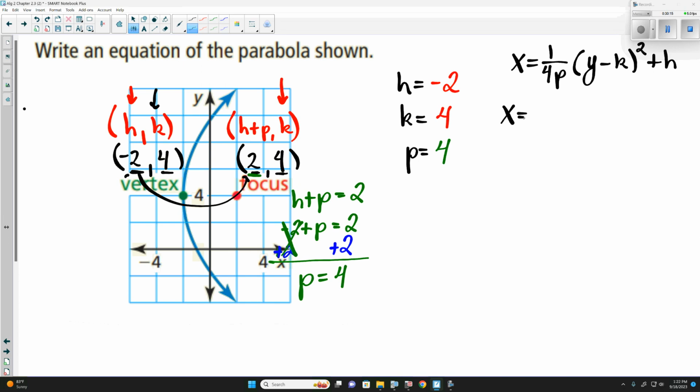Because again, we took what they gave us, vertex and focus, and compared it to the general form and solved from there. It's matching it up to the general form and then plugging in what we have. So 1 over 4p. Well, what is the value of p in this case? 4. Now the value of k in our case is 4, plus h. We could leave it as plus negative 2, or we could have written it as minus 2. Either one works. Now we do need to simplify our 1 over 4 times 4, so it's 1 over 16.